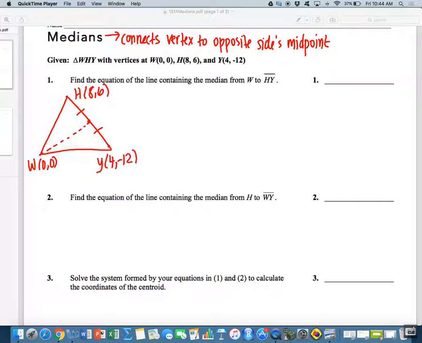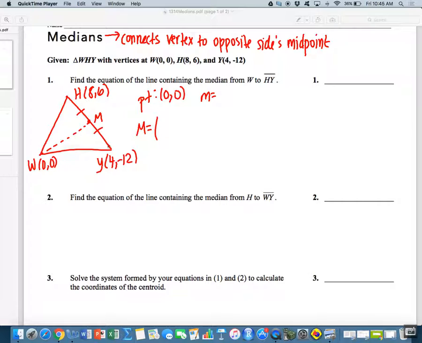Yeah, it goes through 0, 0. Okay, so the point we have is 0, 0. What we are missing is the slope. Now, like Toby said, we're going to have to find this midpoint. So that's what we're going to start out with. I'm going to call it big M for midpoint. Okay, please remind me how to find the midpoint.